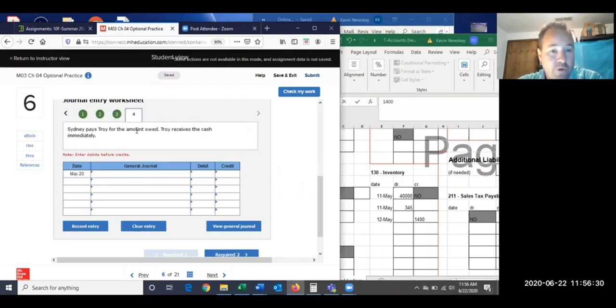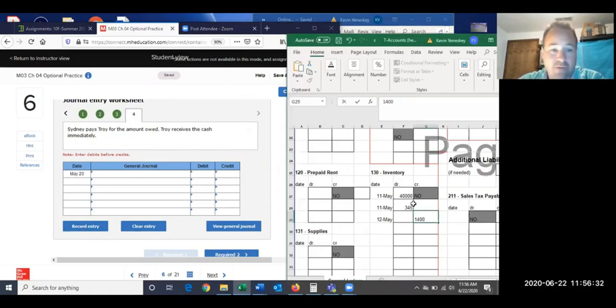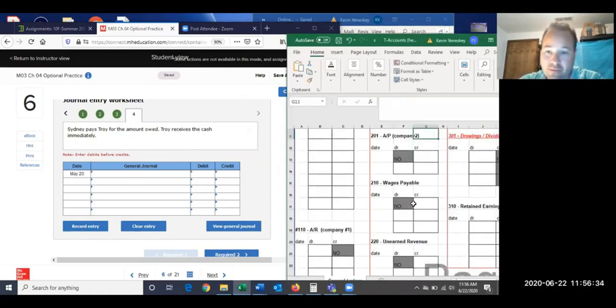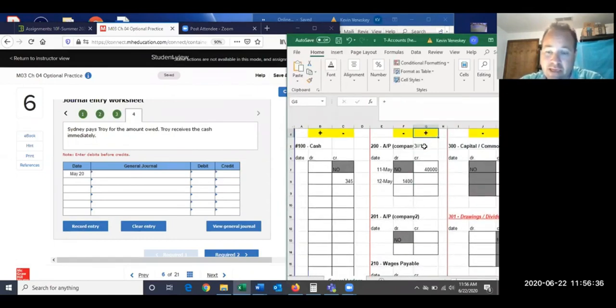Sydney pays Troy for the amount owed. All right, so this is on May 20th. We come up here and they get a 3% discount if paid in 10 days. Yep, they made that. They paid in 9 days. So all we've got to do is get the balance. The balance of the account shows $38,600 that is due.